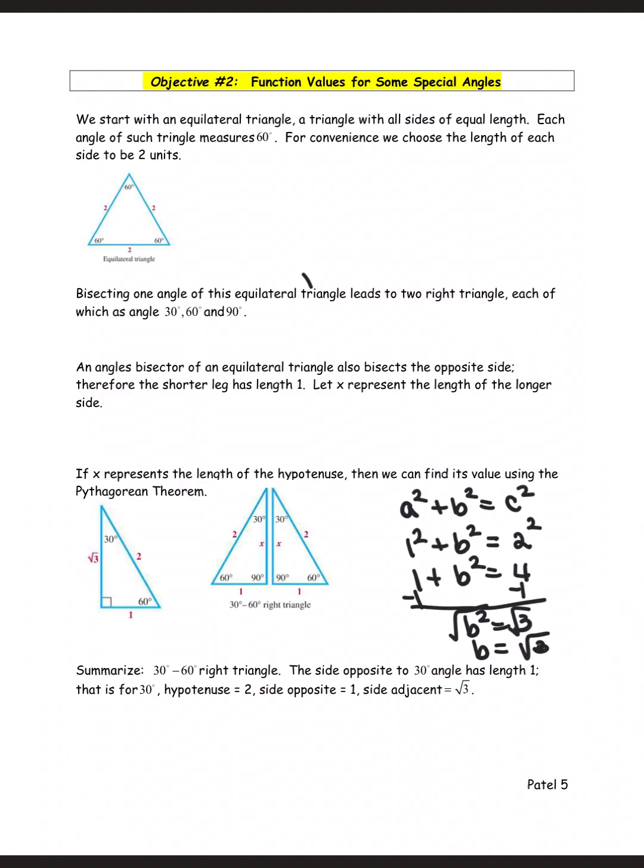So if we summarize the 30, 60, 90 right triangle, the side opposite to angle 30 has a length of 1. Very important to memorize this triangle. Notice that if the angle is 30 degrees, the side opposite to that is going to be the length of 1. For the hypotenuse, notice it is 2. And the side opposite to angle 60 is always going to be square root of 3.